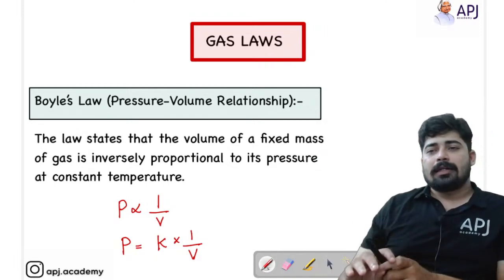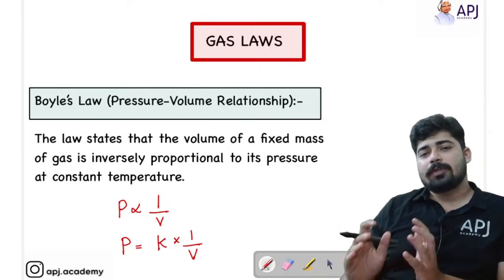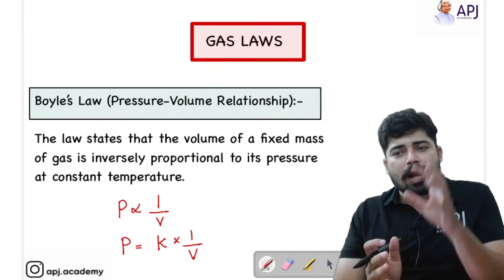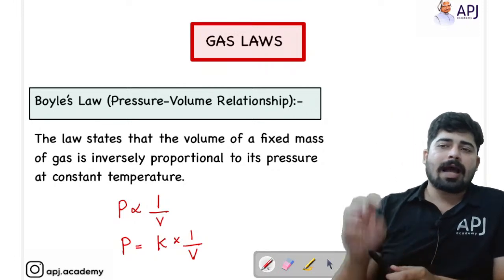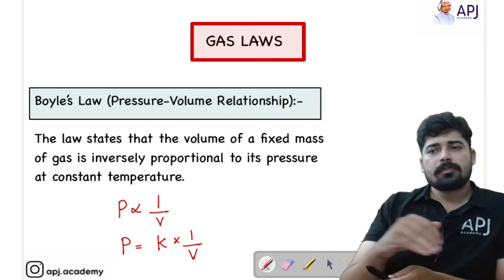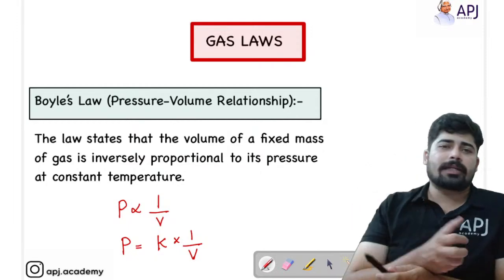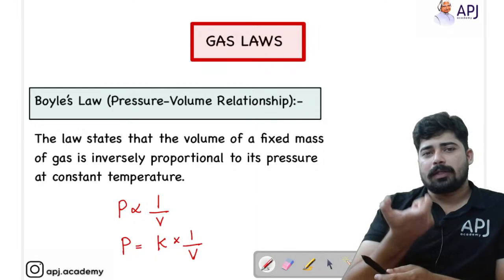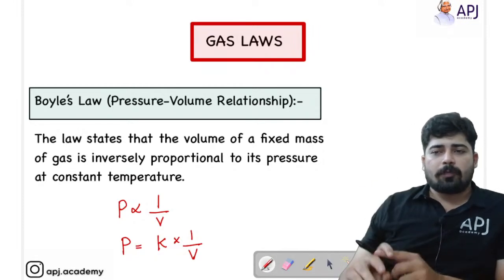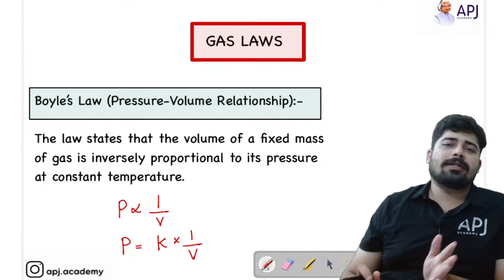Okay, let's start with the gas laws. Here we have to study the gas laws, understand what a gas law is, and from each gas law we will do a numerical problem relating to that particular concept. So first we are going to start with Boyle's law.